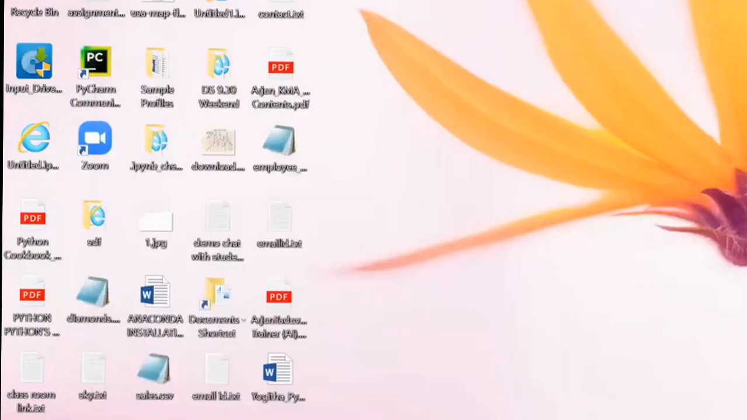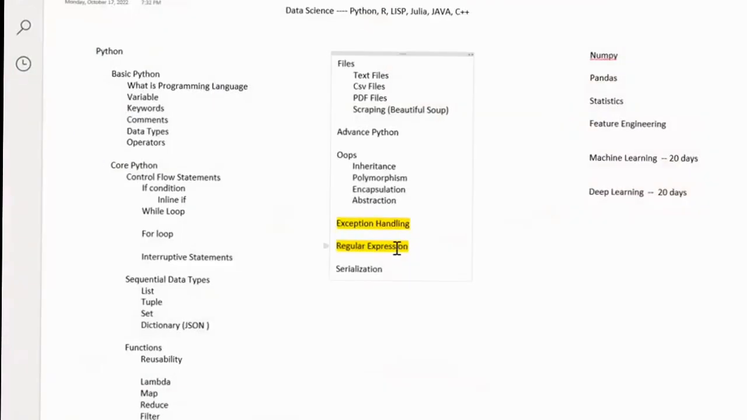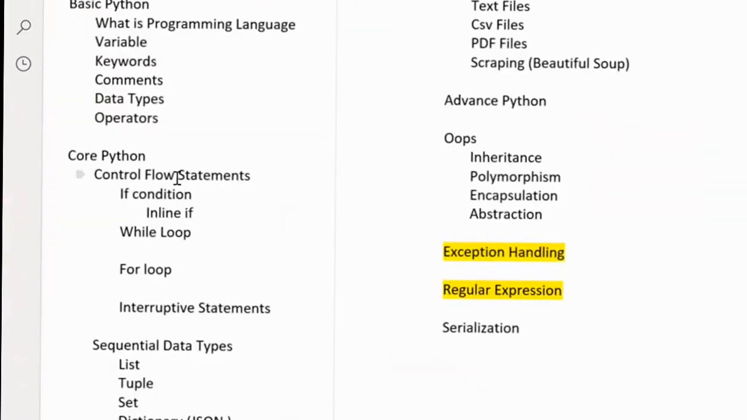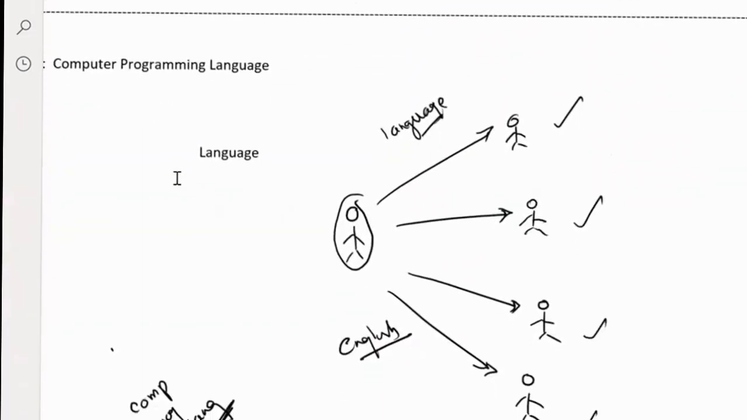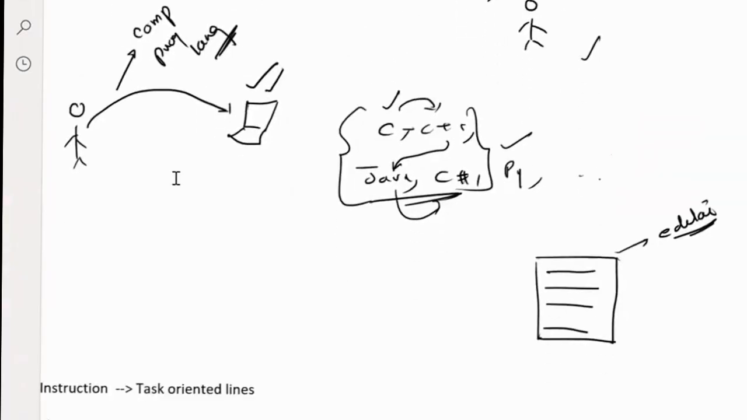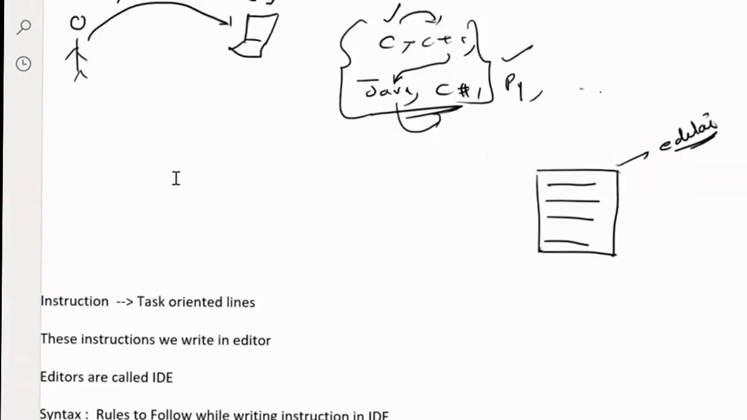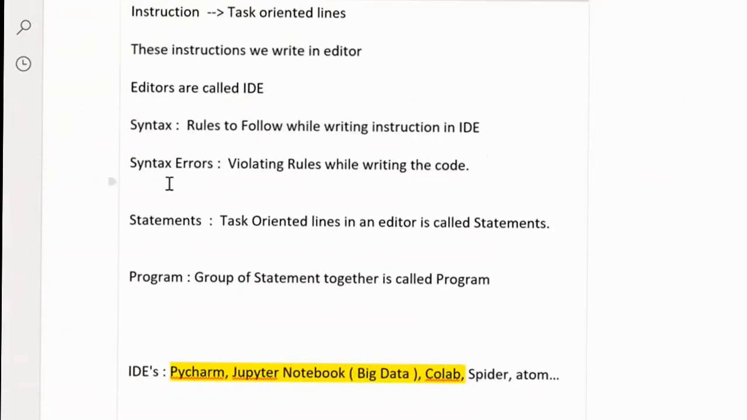Okay. Now, taking forward from the last class, we have seen what a programming language is, what an interpreter is, and what a compiler is. Apart from that, we have seen how you communicate with the computer through instructions, and where you write these instructions. These instructions are written in an editor. The editor is a place where you write the code. That is what it is.